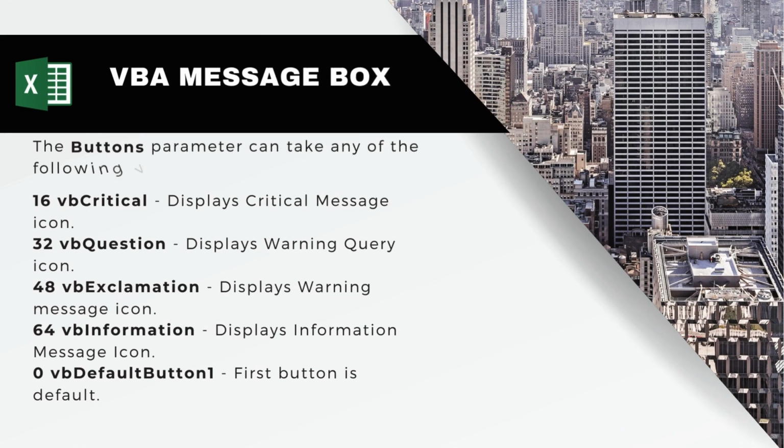The buttons parameter can also take the following: 16, VB critical, displays critical message icon. 32, VB question, displays warning query icon. 48, VB exclamation, displays warning message icon. 64, VB information, displays information message icon. And 0, VB default button 1, first button default.